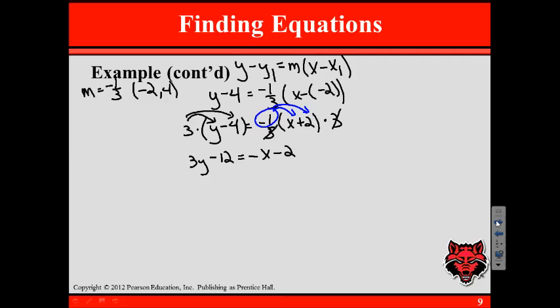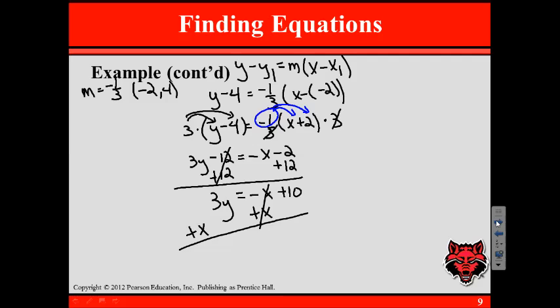We now move all of our constants to the right side. So we're going to add 12 to both sides of the equation. We're left with 3y equals negative x plus 10. Now, if you remember the directions from the last slide, we were told to find the equation in standard form. So we want x and y both on the left side of the equation. We add x to both sides. The x's cancel on the right side. We are left with x plus 3y equals 10.